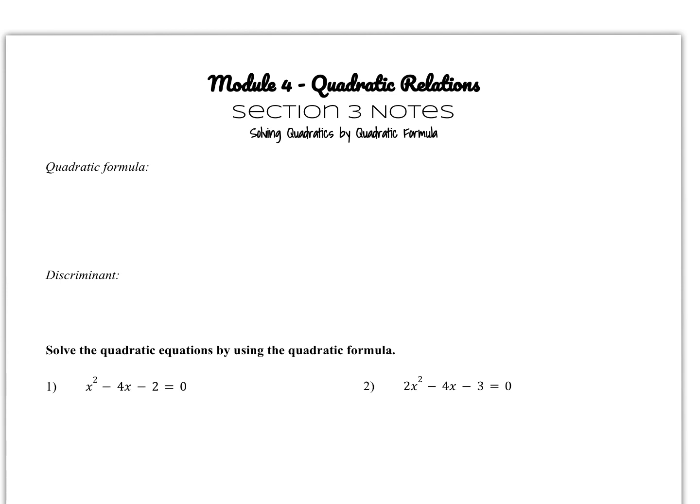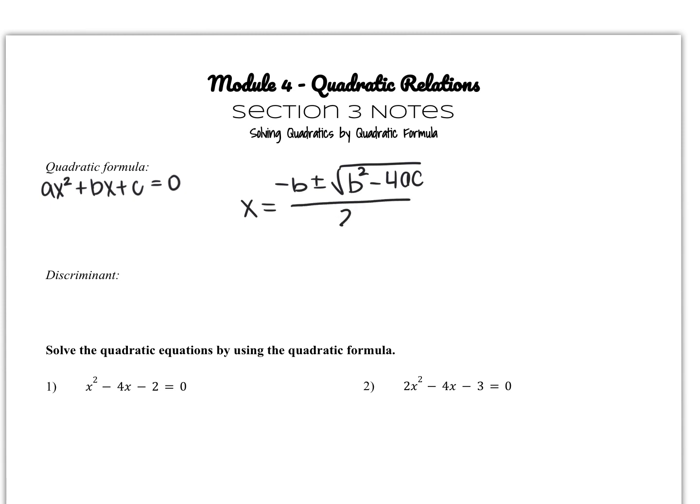If you're going to use the quadratic formula to solve a quadratic, it does need to be set equal to 0. So as long as your quadratic is ax squared plus bx plus c equals 0, the quadratic formula is x equals negative b plus or minus the square root of b squared minus 4ac all over 2a. So you plug in the numbers for a, b, and c into the formula and simplify. You don't plug in the variable x at all.